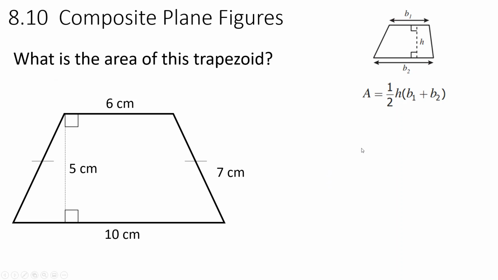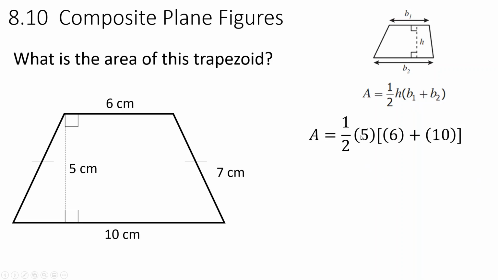Okay, so we have a trapezoid. Hopefully you're thinking this is pretty basic. For a trapezoid, the area is 1/2 height times base 1 plus base 2. B1 means one of the bases, B2 is the other base. The bases always have to be parallel.